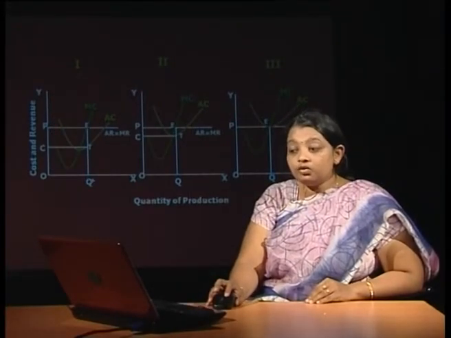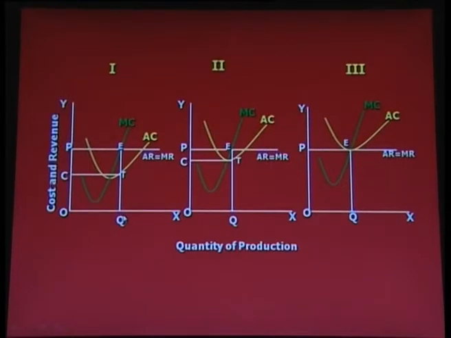Here OQ quantity is produced for the first time. When the producer produces for the first time, the cost of production required is very less. The difference between cost and revenue is maximum. Therefore, maximum profit or maximum rent is earned by the producer, that is PETC.